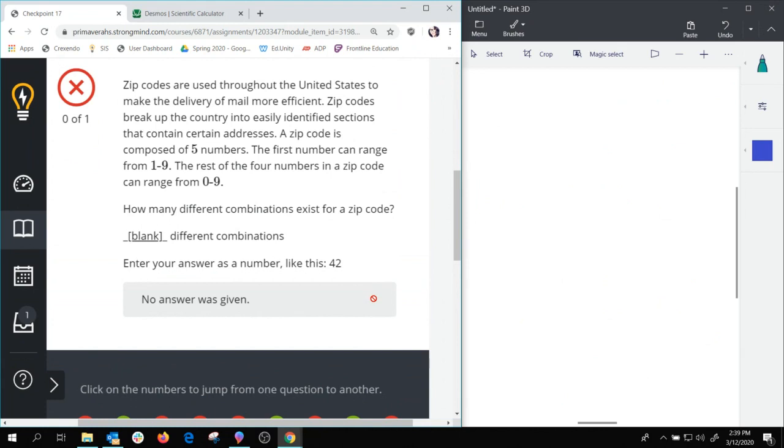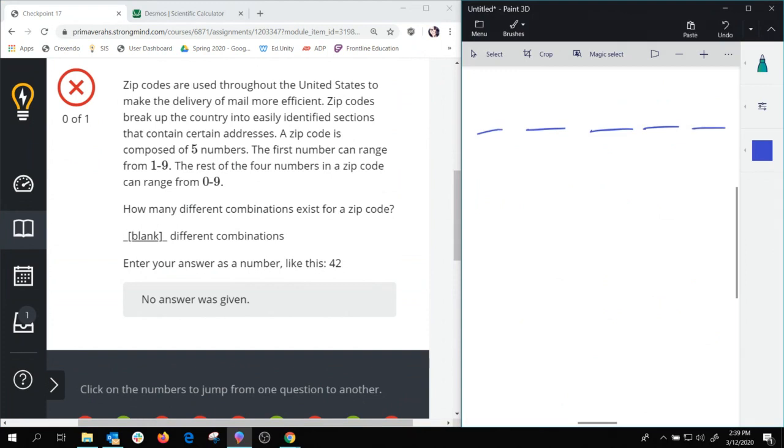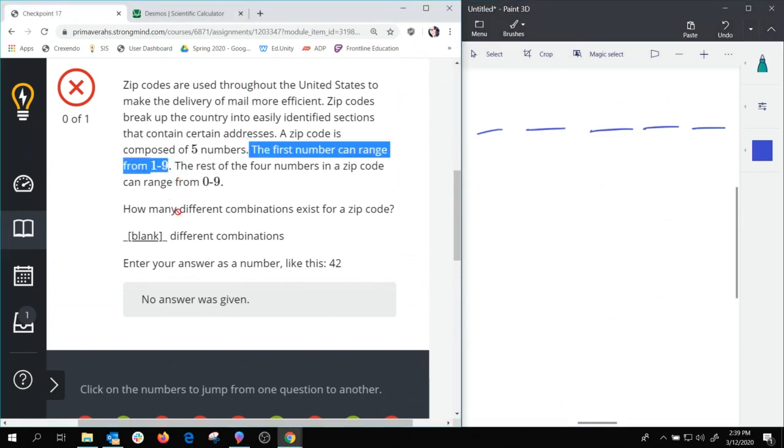How many different combinations exist for a zip code? Okay, so I'm going to draw 5 blanks, and these 5 blanks represent the 5 digits in your zip code. It says here that the first number can range from 1 to 9. So how many total numbers do I have in that range? If I can have any number from 1 to 9.